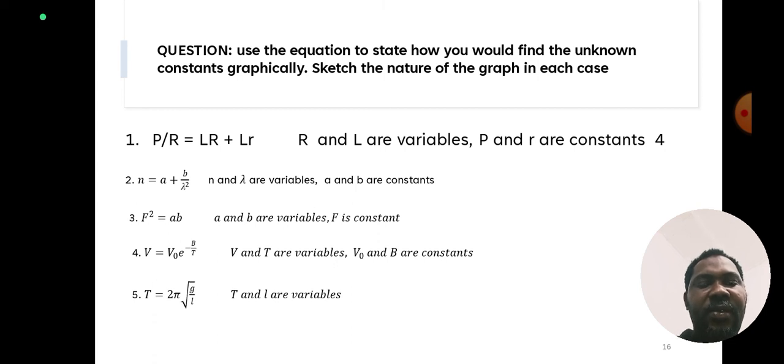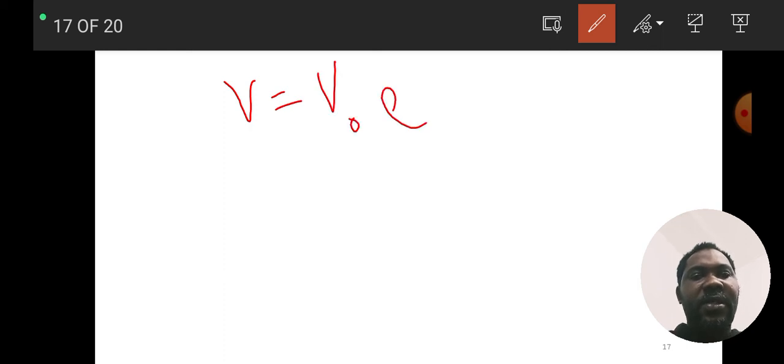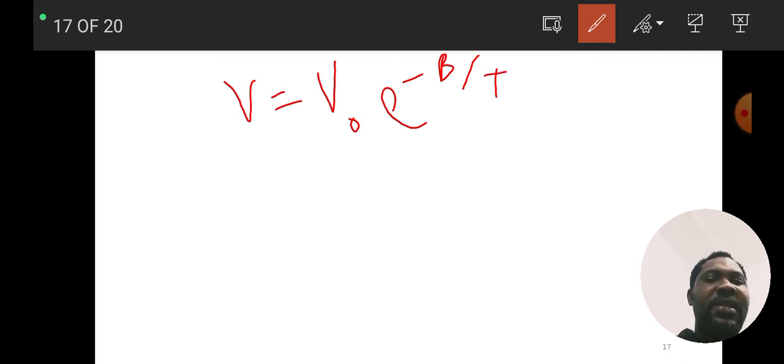Okay, so the next one here, we have v equal to v naught exponential minus b over t. So we are given that v and t are variables, v naught and b are constants. Now, how do we deal with something like this? We are given v to be equal to v naught exponential minus b over t. Now already this is not looking like a straight line equation at all. The exponential here already makes it impossible to be represented as a straight line.